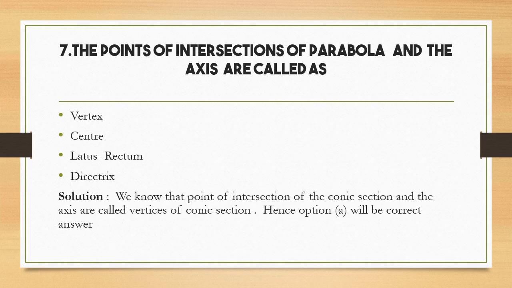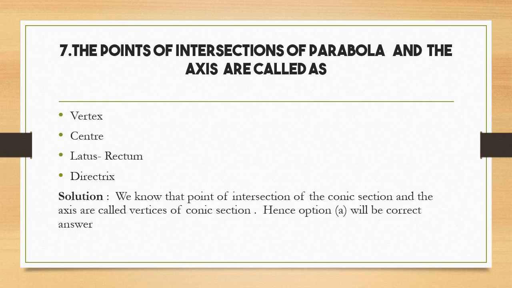In question number 7, they have asked: the point of intersection of a parabola and the axis is called what? Please picturize this in mind. We all know how a parabola looks. It may be of the form y square equal to 4ax, or y square equal to minus 4ax, or x square equal to 4ay, or x square equal to minus 4ay.